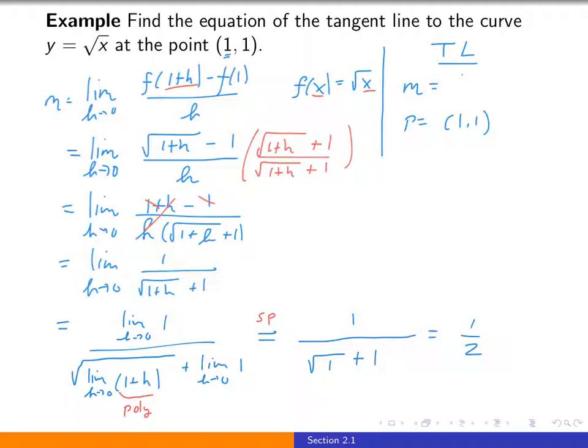And 1/2 in this problem is the slope of the tangent line. So putting this together, the equation of the tangent line in point slope form will be y minus 1 is equal to 1/2 times (x minus 1). And this simplifies into the slope-intercept form, y equals 1/2 x, and then we'll have minus 1/2 on the right, plus 1, which gives us a plus 1/2.